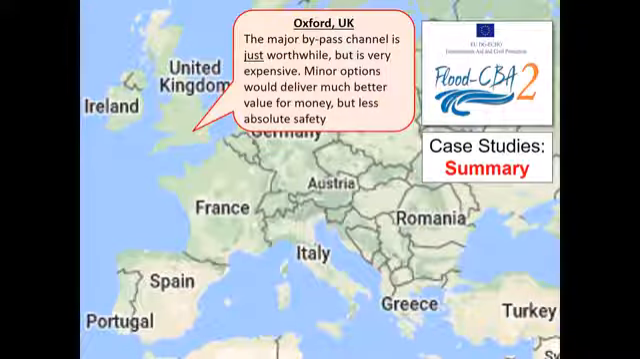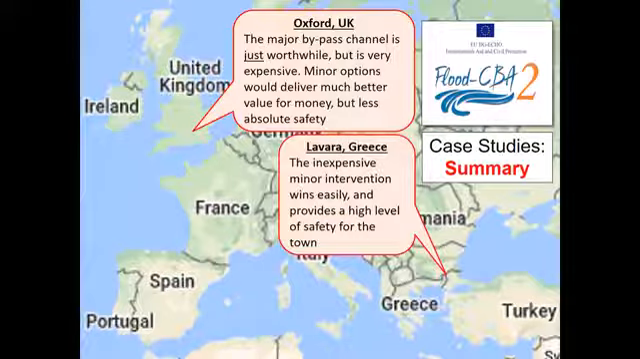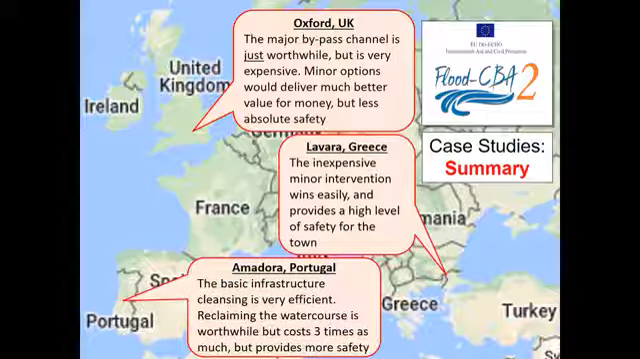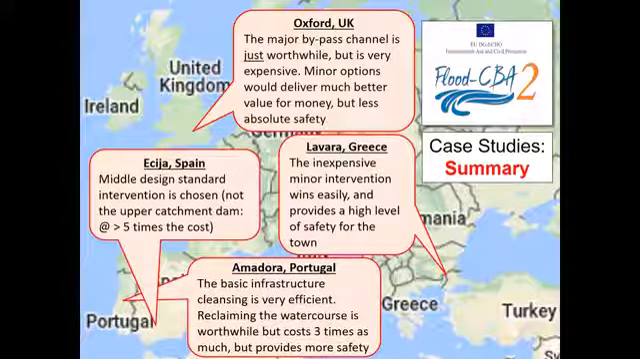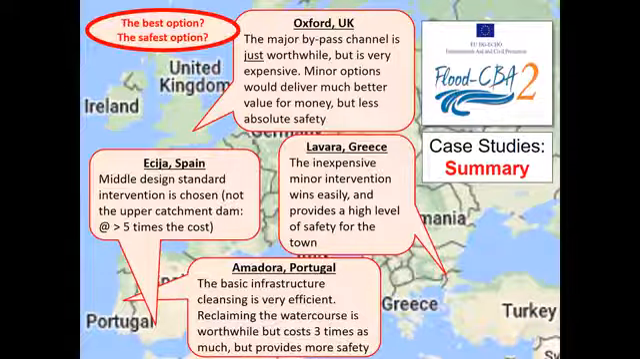So to summarise the 4 case studies, in Oxford the bypass channel was just about worthwhile but very expensive. In Lavara the inexpensive minor intervention, stopping up those arches under the road, was a very easy early winner in terms of economic efficiency. In Amadora the basic infrastructure cleansing is very efficient, but reclaiming the watercourse is worthwhile, although rather much more expensive. In Écija in Spain, a middle design standard intervention is chosen, not the upper catchment dam, which would have been more than 5 times the cost. So the best option is decided with a balance of economics and, of course, many other considerations.